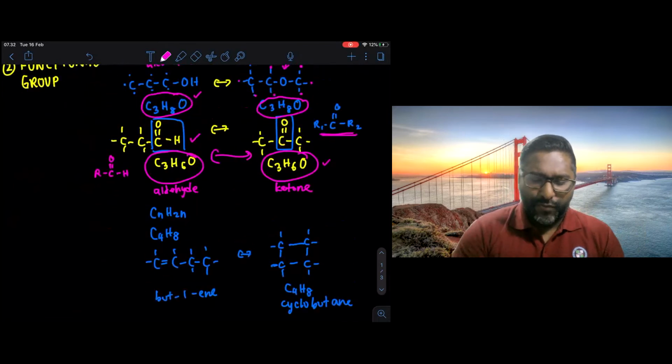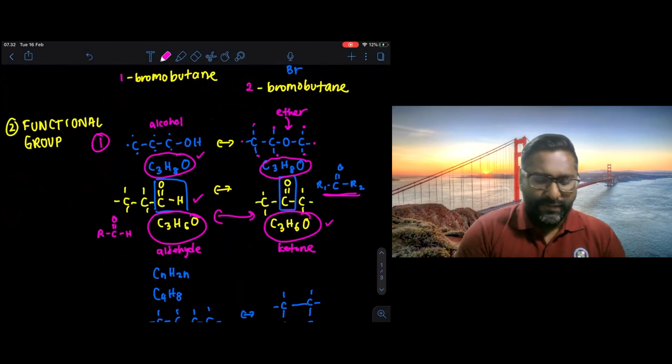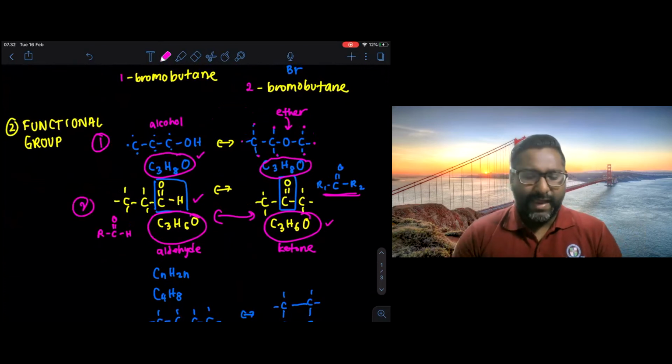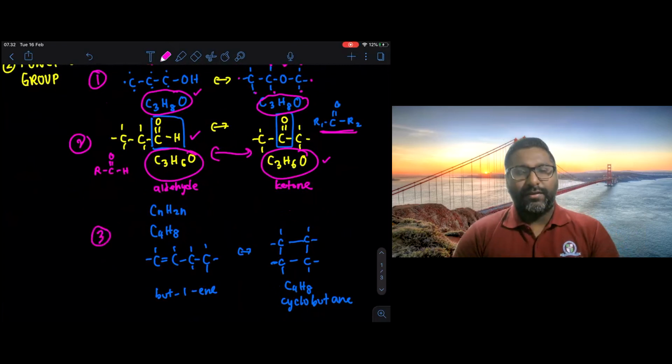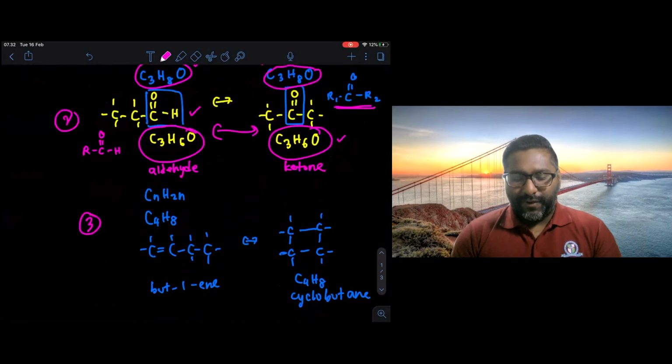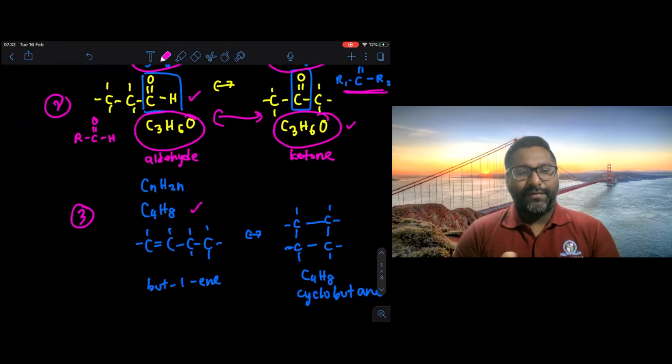So I have given you one example on alcohol and ether. Second example, I give you aldehyde and ketone. The third example is related to CnH2n, the general formula that we use for alkene. So we know, for example, a 4 carbon alkene, we have C4H8.